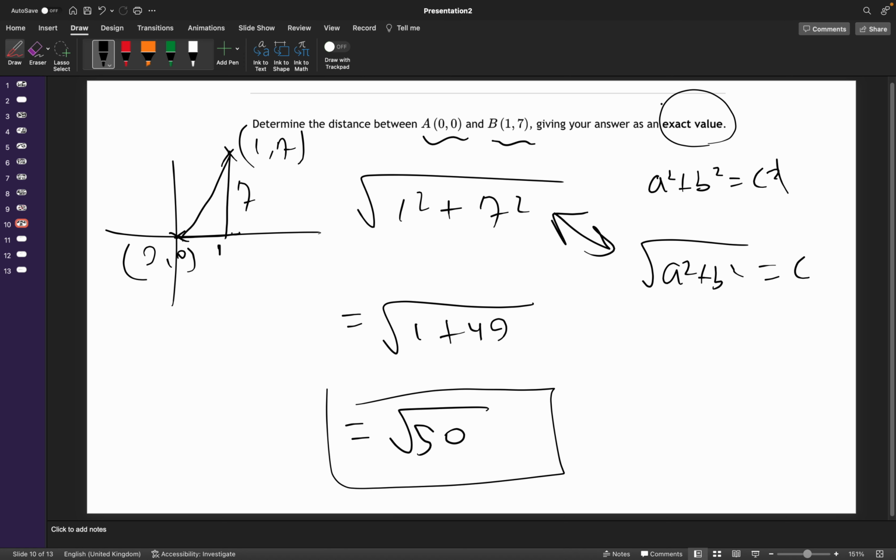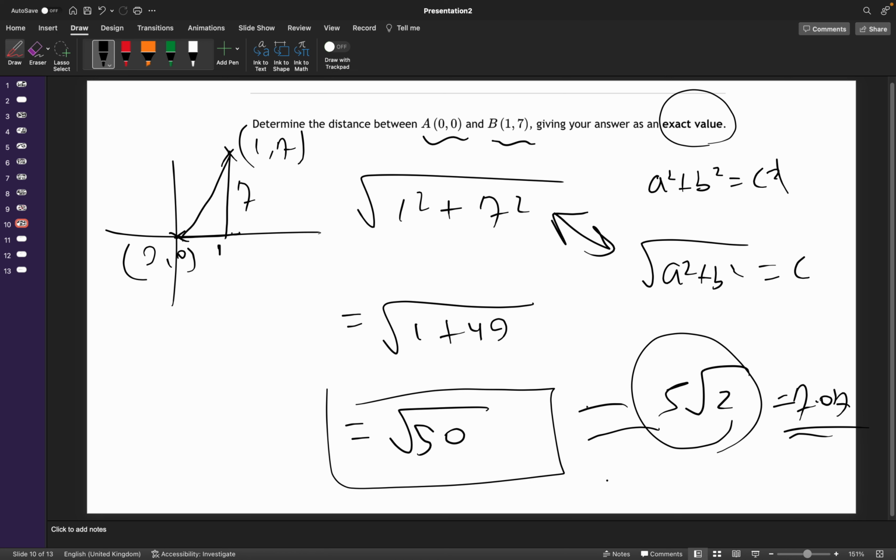Answer, root 50. Don't give it in decimal form, so don't simplify root 50 in your calculator to get, oh, by the way, root 50 simplifies to 5 root 2. But don't put the answer as something like 7.07, because this isn't exact. It's going to keep going forever. So leave it in the root form.